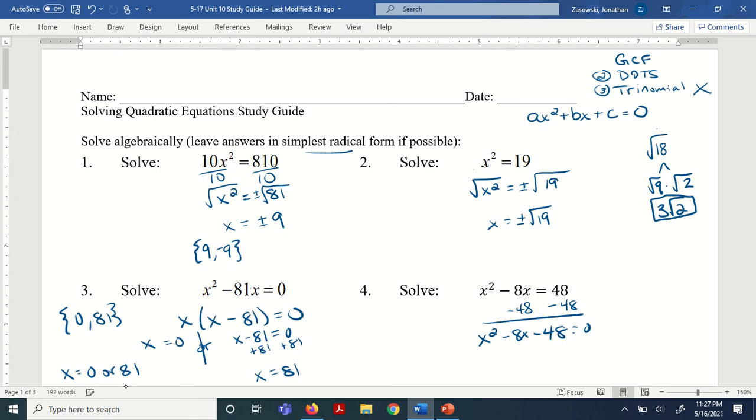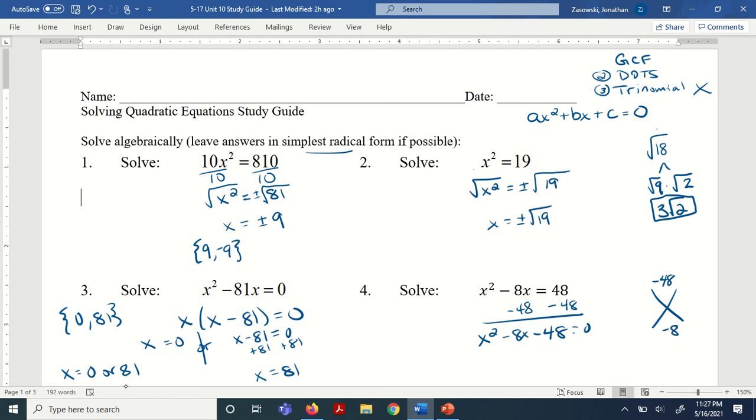So no GCF, because this x squared doesn't have a number, 48 doesn't have a letter. I don't have two terms. I do have three, so I'm going to look for the trinomial. So I want to multiply to give me negative 48 and add or subtract to give me negative 8.